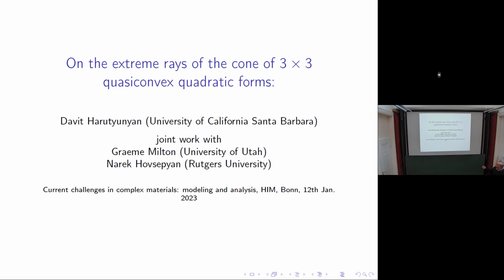With Milton and Hovsepyan. Actually, we started this project with Milton when I was a postdoc in Utah, University of Utah, some years ago.